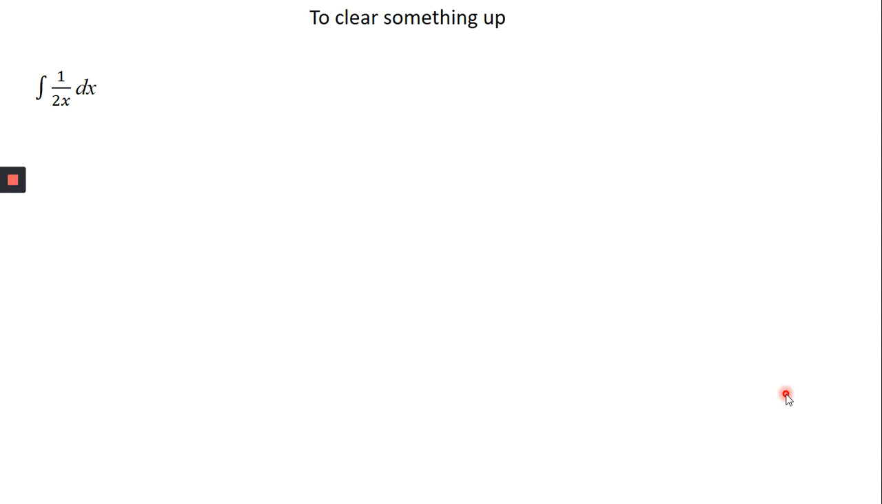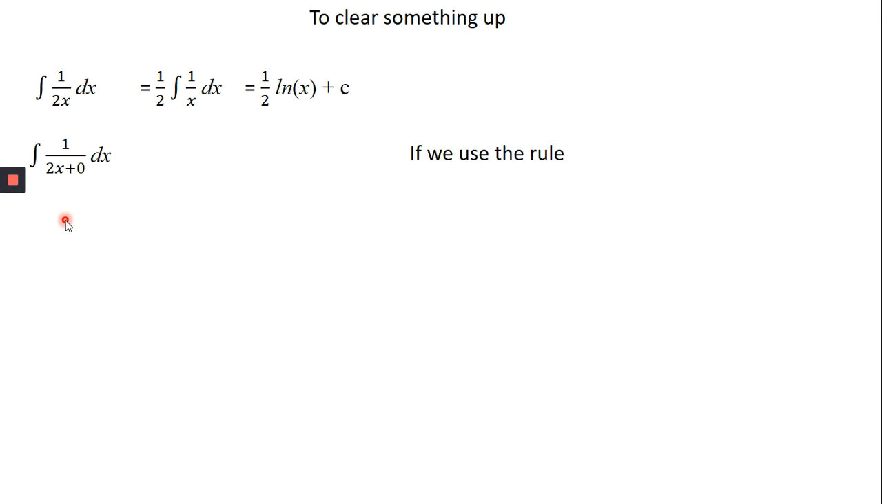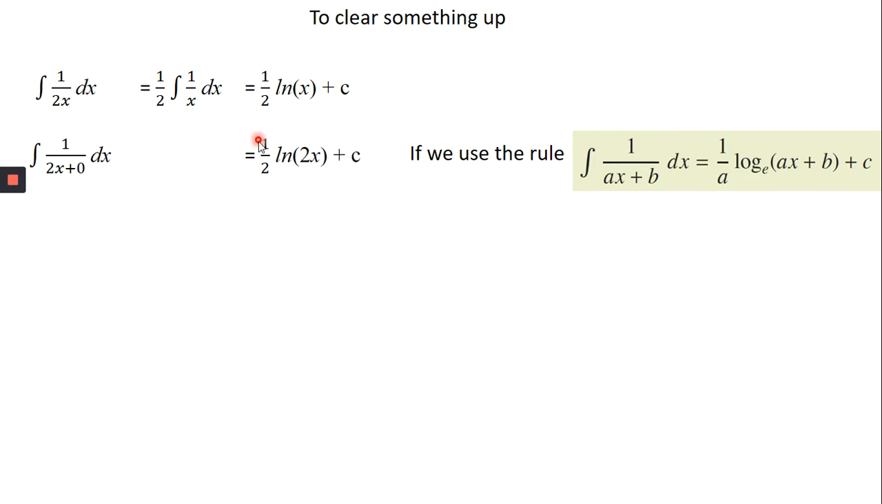So the integral of 1/2x. Take the half outside. Half of the integral of 1/x is going to be half ln x plus c. Easy. So what happens if we put it in that other form, like ax + b? So it's 1/(2x + 0), because 2x + 0 is just 2x. So those two things are the same. If we use that rule there, we end up with a half ln 2x plus c. They're different. They shouldn't be different, should they? They should be the same because it's the same thing.